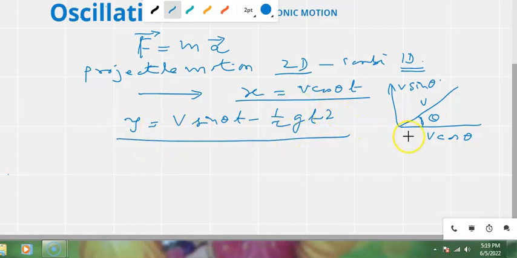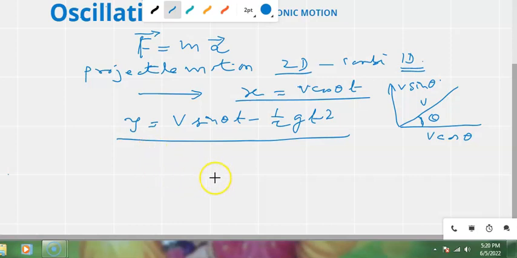So we take the reference point from where it is thrown up to be x is equal to 0, y is equal to 0. So we can think of projection from some other height. Now by eliminating t from both the equations, we get the equation of motion, which is a parabola. So the projectile follows a parabola.